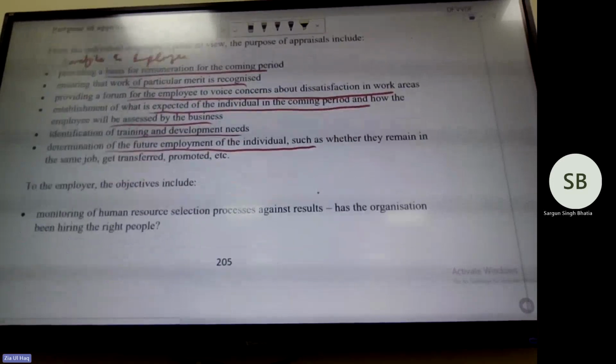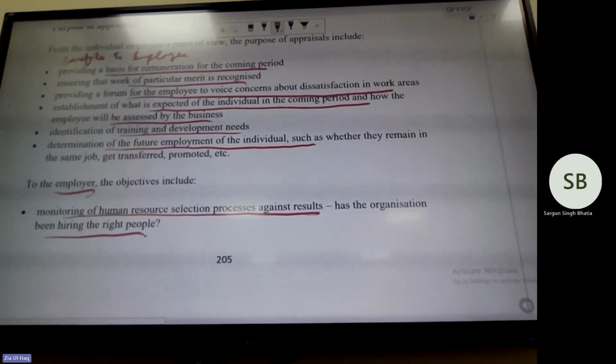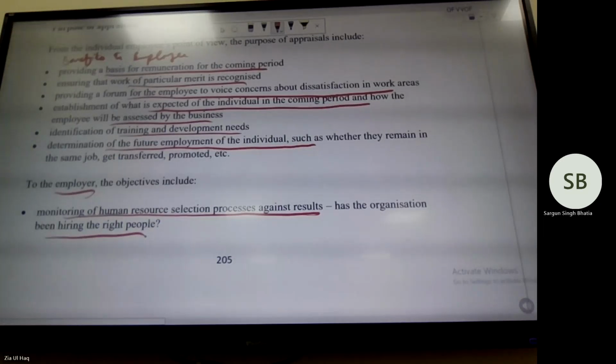What are the benefits for the organization or for the employer? Through performance appraisal, monitoring of the human resources selection process against results. Has the organization been hiring the right people or not? If he has performed better, this means the organization has appointed the right person. The organization's recruitment process was effective.